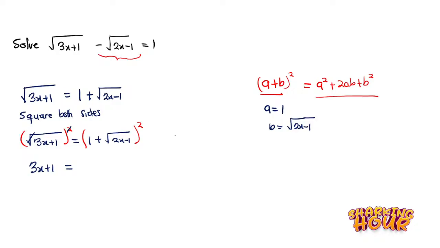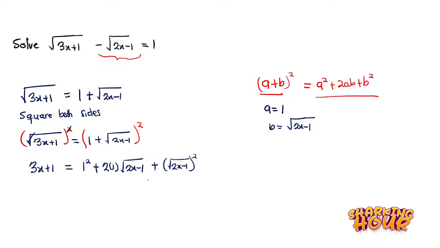So if I copy that, it means instead of having a squared, I'll now have 1 squared over here plus 2ab. The a is 1, and then the b is what? The root of 2x minus 1, then plus b squared. The b is, I'll put it in bracket, the root of 2x minus 1 squared. So this is the expression that I will get after expanding this particular equation.